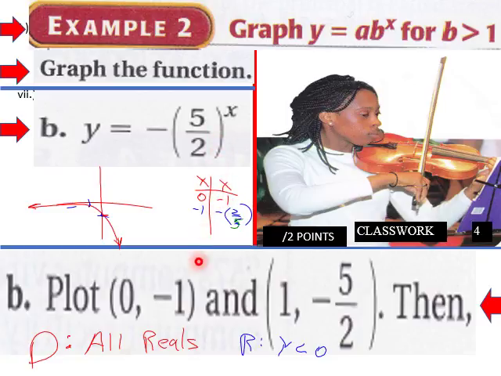So when x equals 0, y would equal -1. And then when x equals -1, we have the negative of 2/5. That's not this one here, but this is what I discerned here as the shape of the graph.